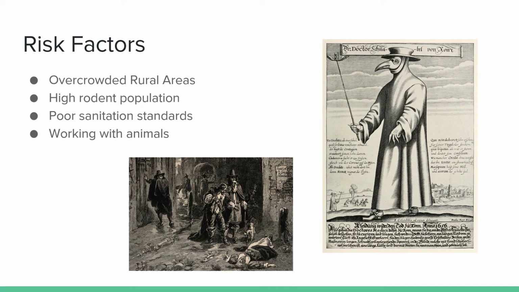The risk factors for this plague are overcrowded rural areas, high rodent population, and poor sanitation standards, and these three were very prevalent in medieval Europe, where the Black Death, as it was known at the time, or the bubonic plague, wiped out a massive portion of the population.